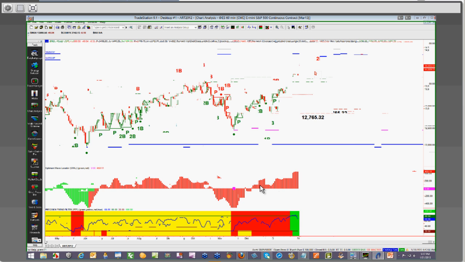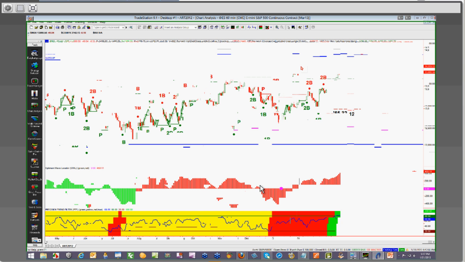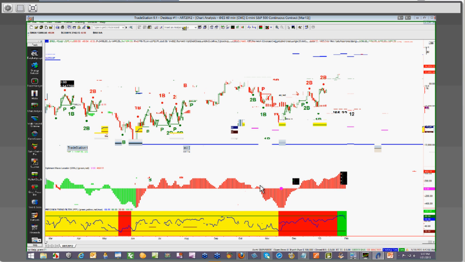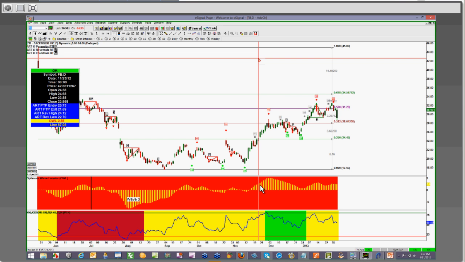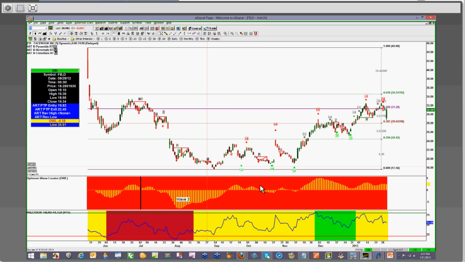Another thing I want to take a look at, and I'll switch to the eSignal platform. This is Facebook. A lot of people, and a lot of the brokerages, are saying to buy Facebook, but I'm saying not to. It looks to us like we had a wave 3 down here, and we've had a wave 4 correction here.